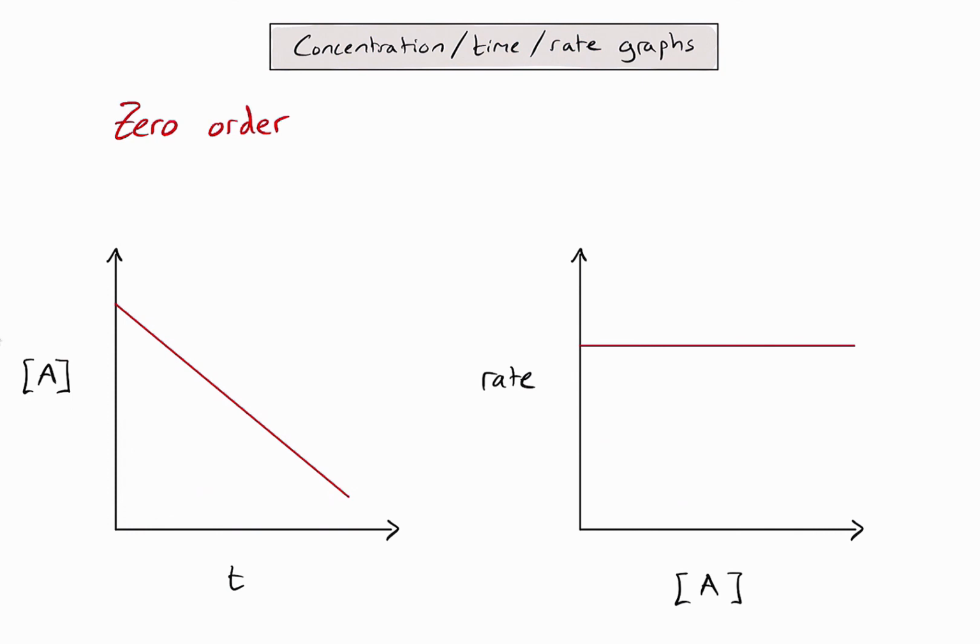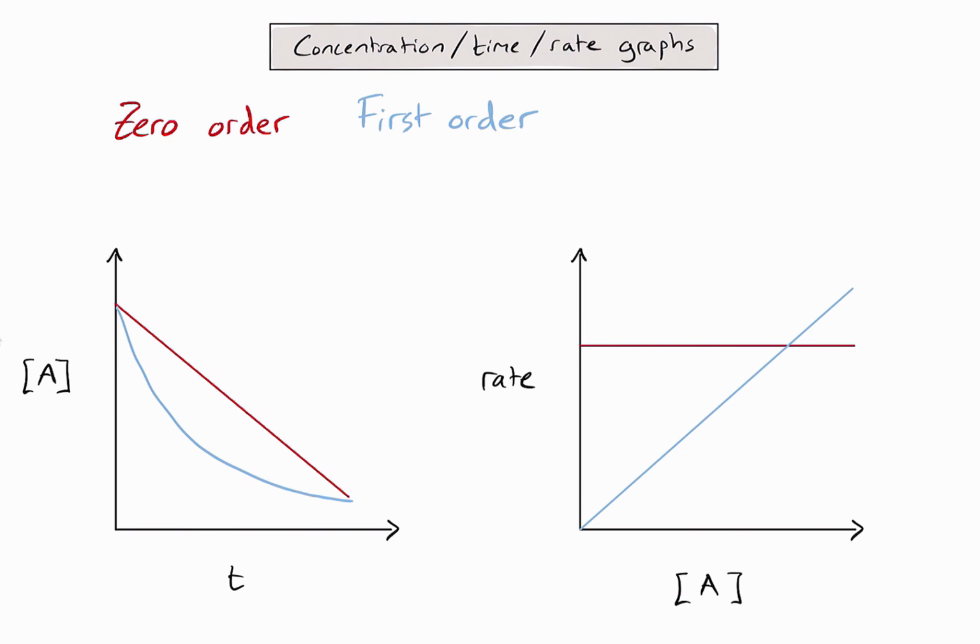For a first order reactant, we would see a smooth curve that drops at the beginning and then flattens out over time. And because the concentration of a first order reactant is proportional to the rate, we would see a positive linear correlation on the right hand graph.